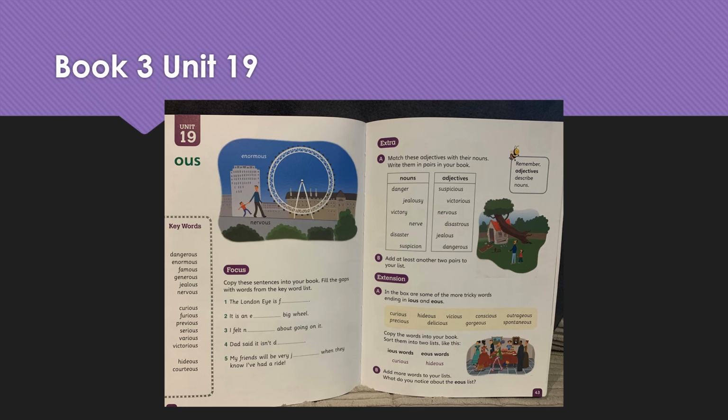For extension A, in the box are some of the more tricky words ending in IOUS and EOUS. Copy the words into your book and sort them into 2 lists like this. One list of words ending in IOUS and one list of words ending in EOUS. For extension B, add more words to your list. What do you notice about the EOUS list?